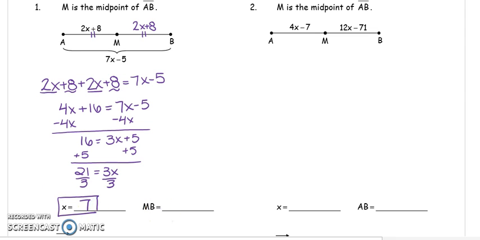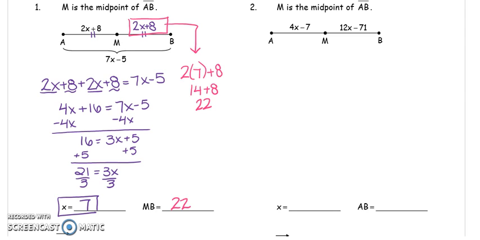Now the second part, I want to figure out what MB is. Well, if we look up here, we saw that MB was 2x plus 8. So I can take that 7 and plug it in. 2 times 7 plus 8, well that's 14 and 8, which will give me 22. So MB is equal to 22. Take a look at number 2.